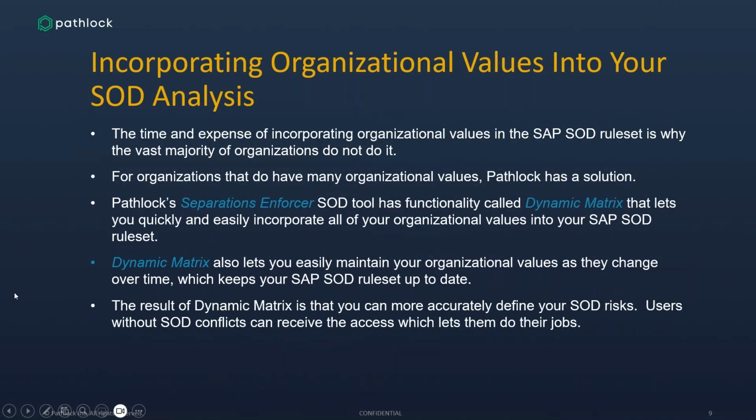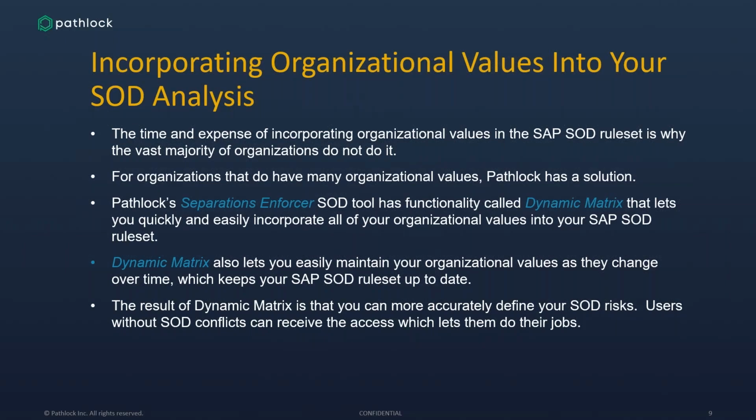So what we did with Pathlock's separations enforcer is build some functionality called dynamic matrix. It allows you to put in your org values, and it pulls them into your rule set easily. It takes a couple of weeks to set up, but once it's in place, you're off to the races. For those customers that have a lot of these org values, again, company codes, plants, warehouses, whatever, our recommendation is that you do implement this.